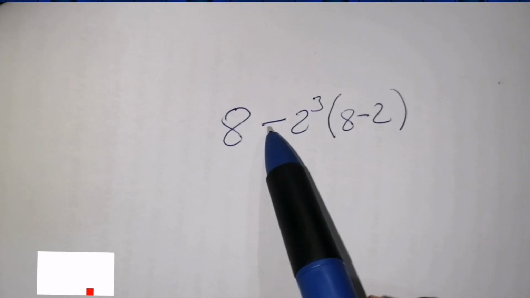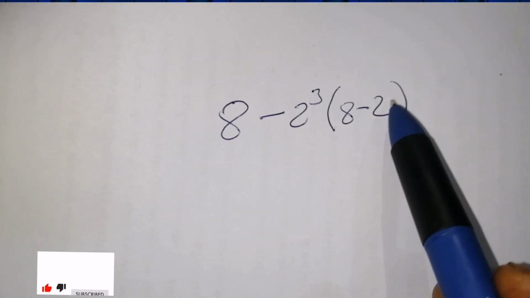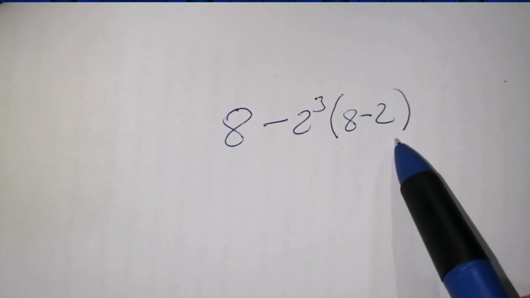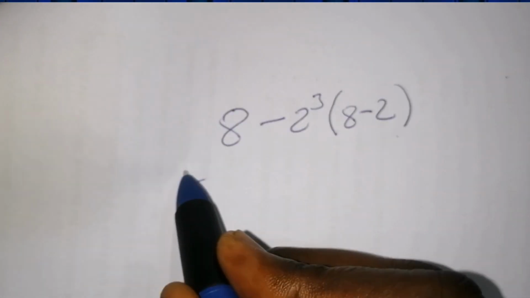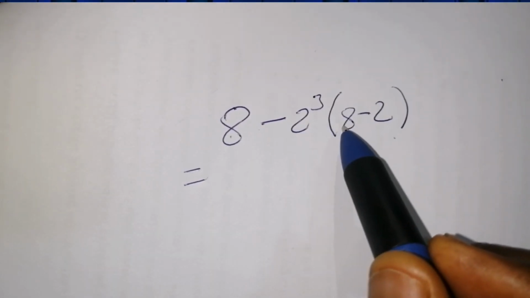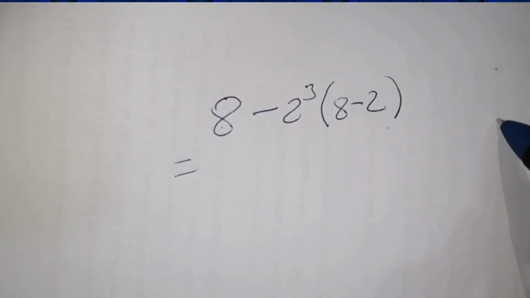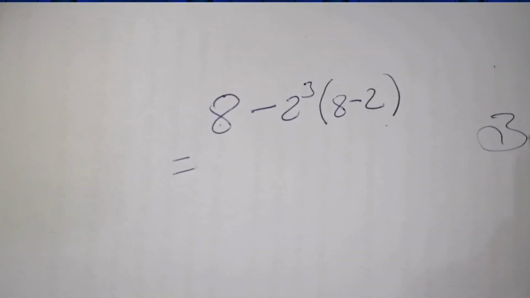Here is 8 minus 2 to the power of 3, in bracket 8 minus 2. Let's do this equation together. So 8 minus 2 to the power of 3 times (8 minus 2). In order to do this equation, we have to follow the BODMAS rule.